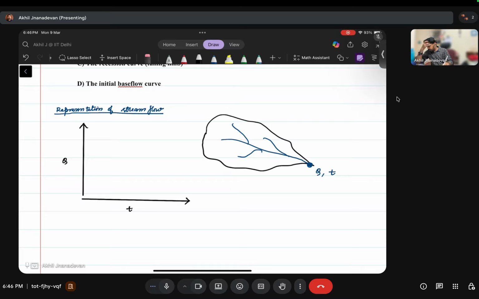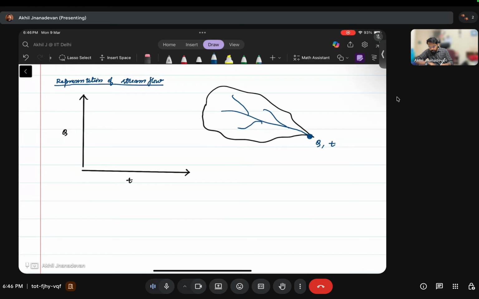When a storm occurs, basically this is being plotted for the case of a storm occurring, if precipitation is occurring. So initially, at this limb, there won't be any flow, as there is no precipitation occurring. I already told you when we started, in the dry period, some flow is maintained in the river, which is nothing but the groundwater flow or the base flow.